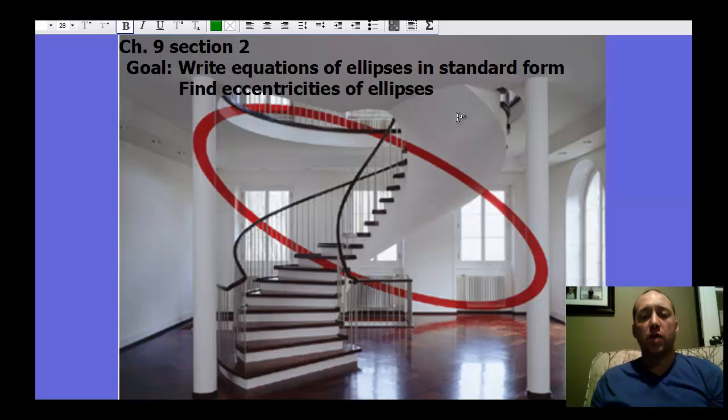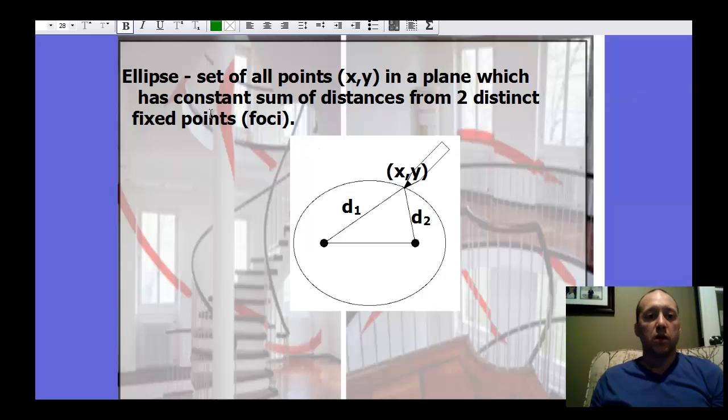Precalc chapter 9 section 2. So this is all about ellipses, conic sections that are ellipses. So an ellipse is a set of all points x, y in a plane which has a constant sum of distances from two distinct points called the foci.